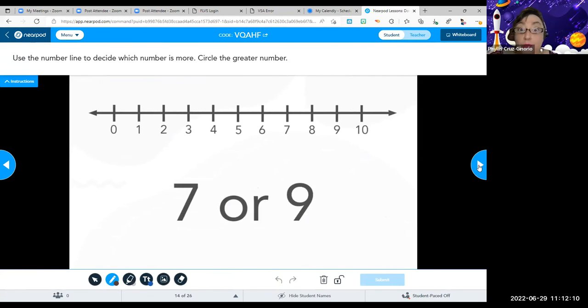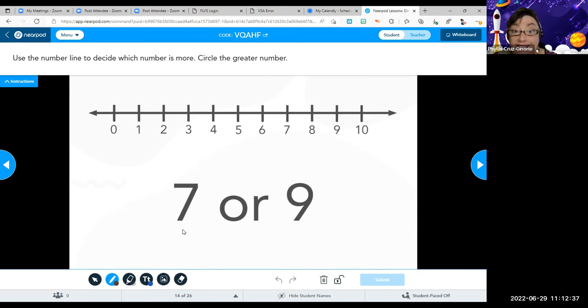I wanted to go over this as well because this is coming up in your time to climb. It is another tool that we can use to help us compare numbers. This is called a number line. It's a long line with numbers on it that go in order. And we can use this tool to help tell which number is greater. Okay, they write the word more. I like greater. Circle the greater number.